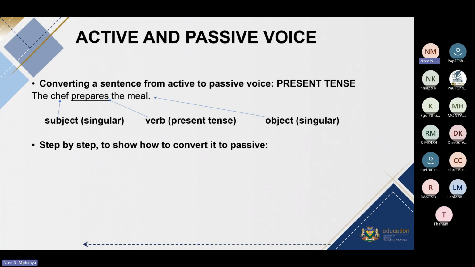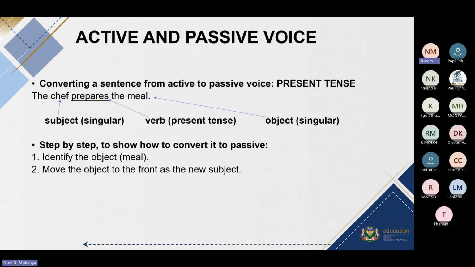Now, these are the step by step that I mentioned earlier on. You first have to identify the object. It is very important. Please tell them that they must first identify the object. And in this example, the object is the meal. The second step is you move the object, the meal, to the front as the new subject.